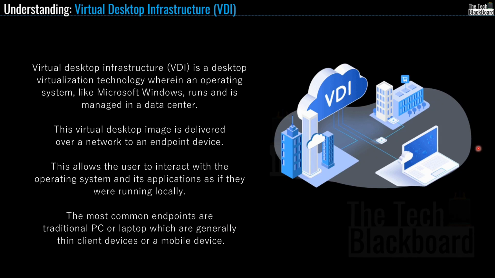So once again, I will summarize. Virtual Desktop Infrastructure, or VDI, is a desktop virtualization technology wherein an operating system like Microsoft Windows runs and is managed in a data center. Now this virtual desktop image, as the name says, is virtual, and it is delivered over a network to an endpoint device, which allows the user to interact with the operating system and its applications as if they were running locally. Normally, the endpoints are traditional PCs or laptops, thin client devices, or mobile devices.